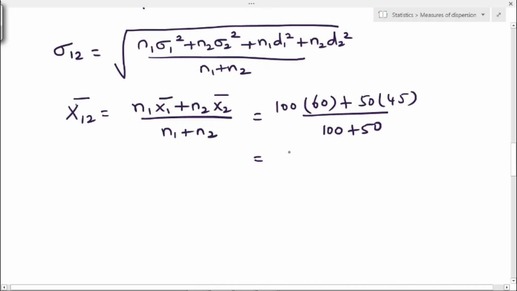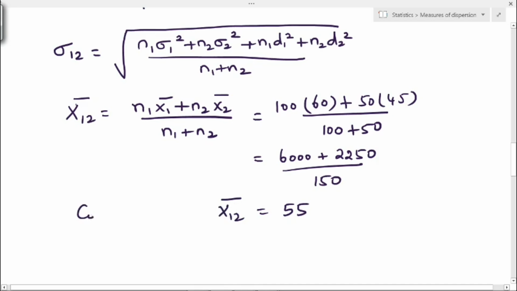So we get 100 into 60, that is 6000 plus 50 into 45, that is 2250 divided by 150. So if you add and divide, you will get 55. So this is the value of x12 bar. So this is nothing but combined mean value. Now we have to find d1 and d2.